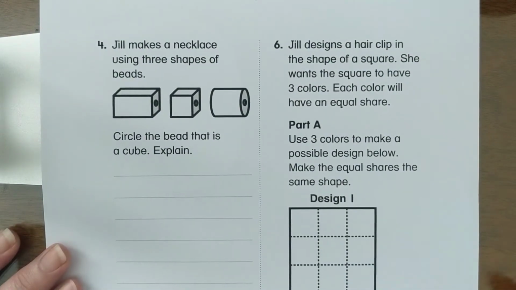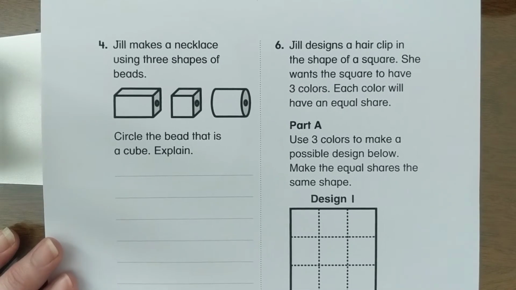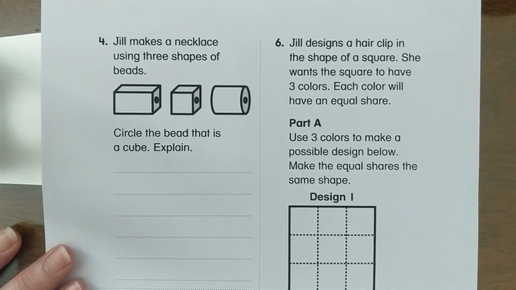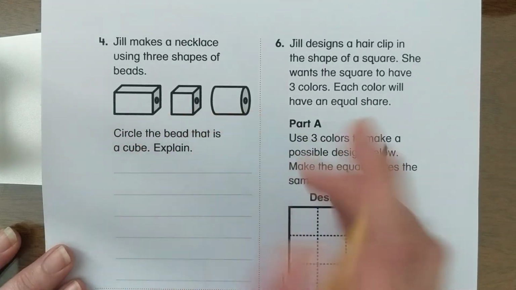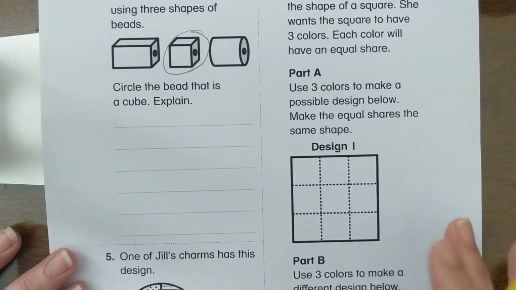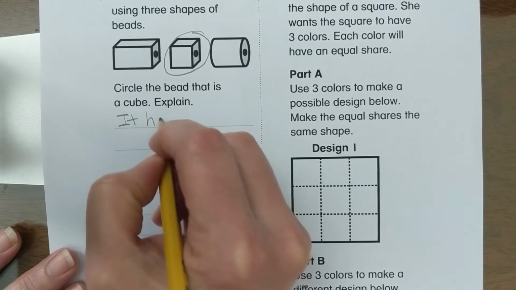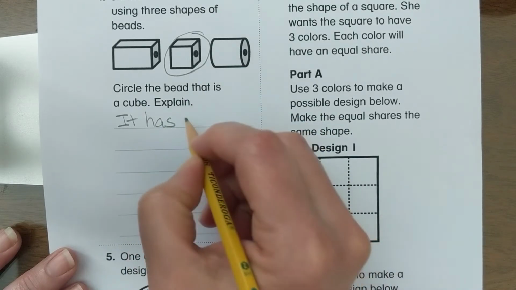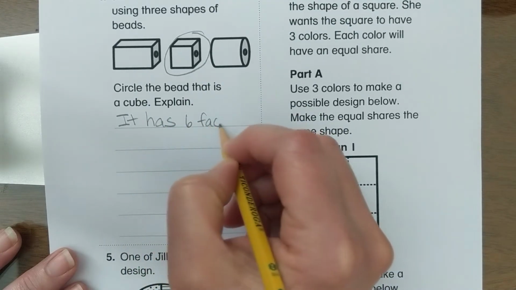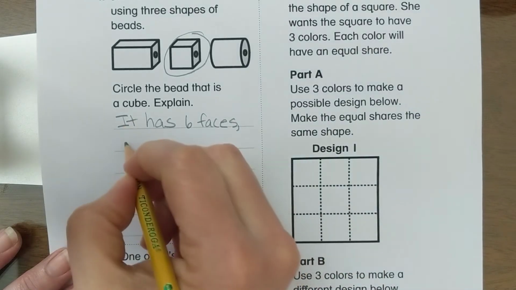Jill makes a necklace using 3 shapes of beads. Circle the bead that is a cube and explain. The only one that is a cube is this one right here. And how do we know that? First of all, what does a cube need? It has 6 faces. And then what else do we need? Oh, vertices, 8 vertices.